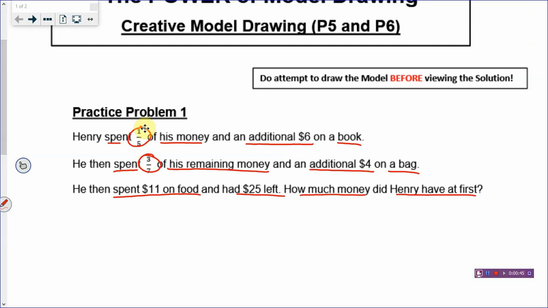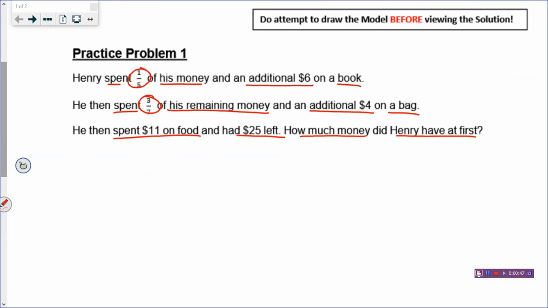Now when you start to draw a model, you always think about whether to draw parts-whole or comparison. In this problem, I will draw a parts-whole because there's a remainder. This is a remainder problem, so it's better to draw a parts-whole model. Then how do we start the drawing?